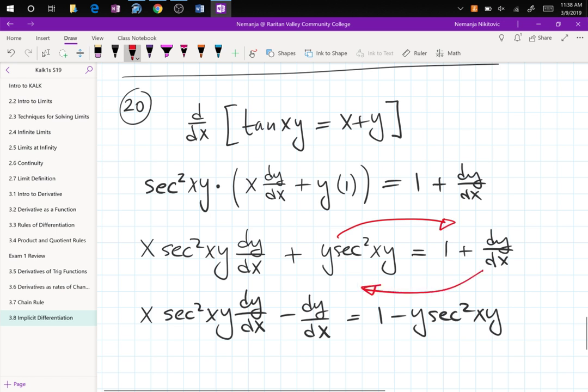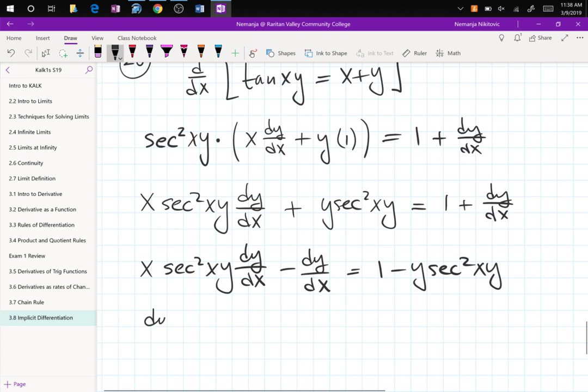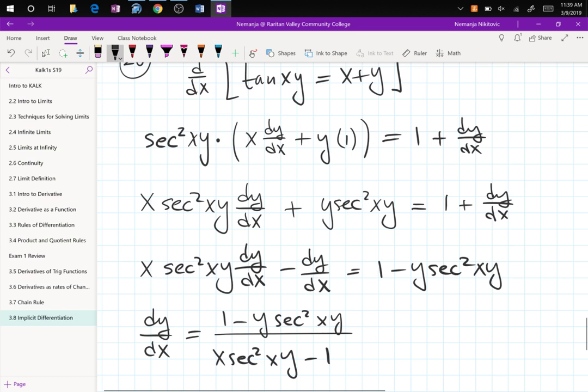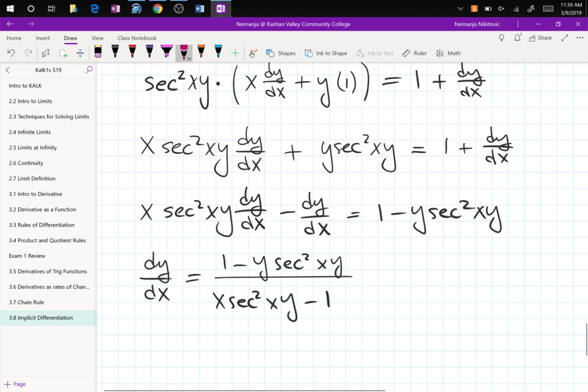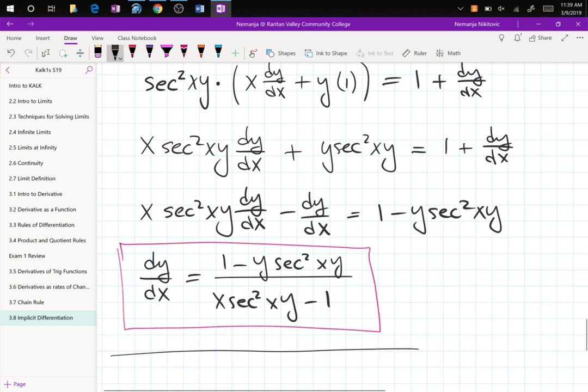To match them, now I can factor out dy/dx and just have 1 minus y secant squared xy divided by x secant squared xy minus 1. And that's it. Observe that your derivative on the right side is in terms of x, and in terms of y, clearly it is going to be a mess because we are not having a function to begin with. We are using this on a relation.